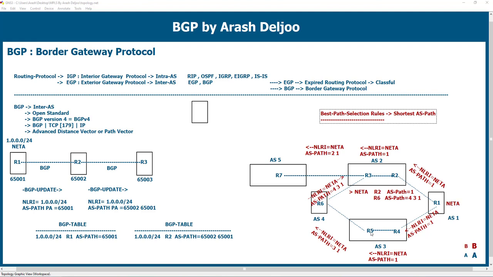Net A, but when sending this update to R6, it increments the AS path. But when R4 sends this update to R5, it doesn't increment the AS path. Why? Because in the same AS, we shouldn't increase the AS path. Because of that, we have two types of behavior in BGP.